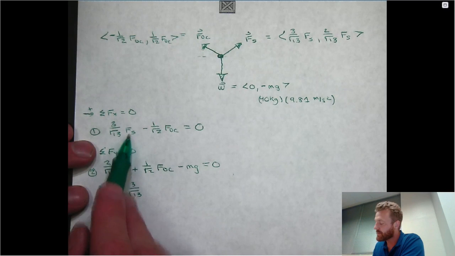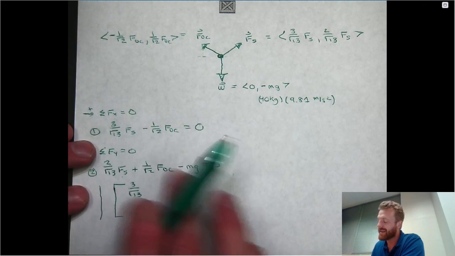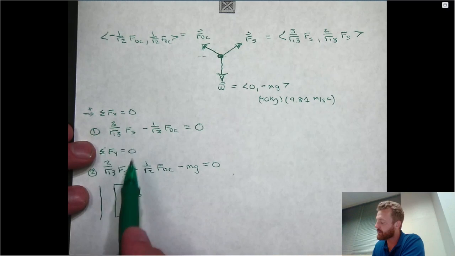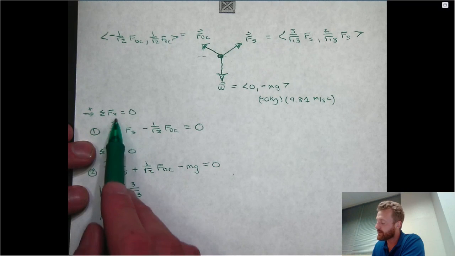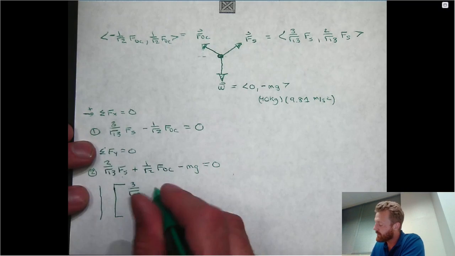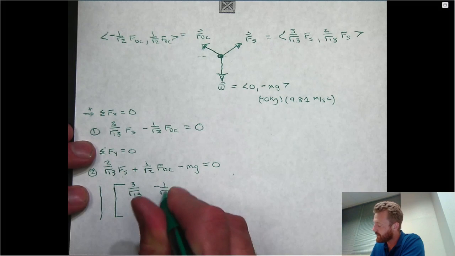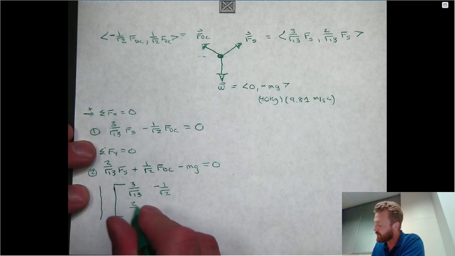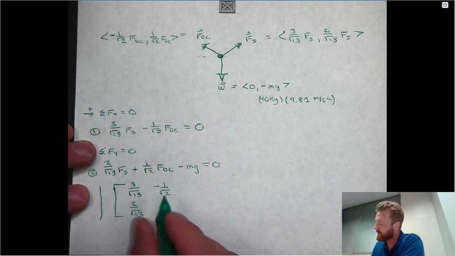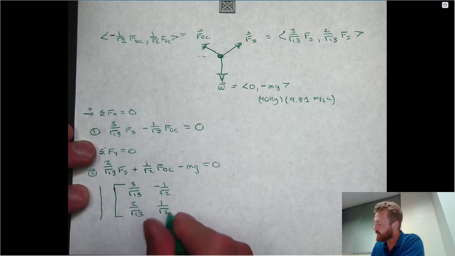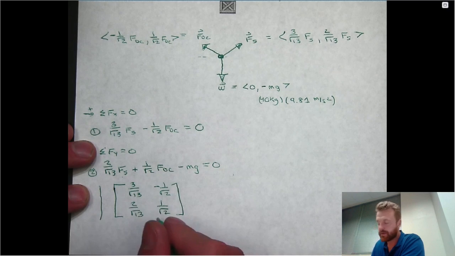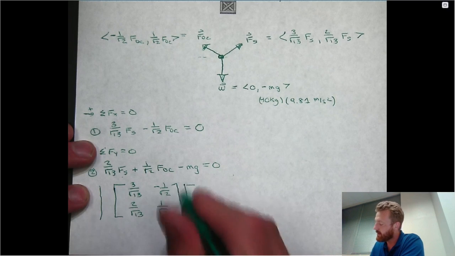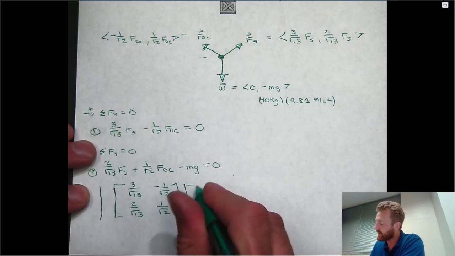In equation 1, we're going to make it in the standard form, lining up the variables: the coefficient of Fs is 3 over root 13. The coefficient of FDC is minus 1 over the square root of 2. The coefficient in the second equation of Fs is 2 over root 13. The coefficient of FDC in the second equation is 1 over the square root of 2. So we call this our coefficient matrix. It's multiplied by our unknown vector. The first unknown is Fs.